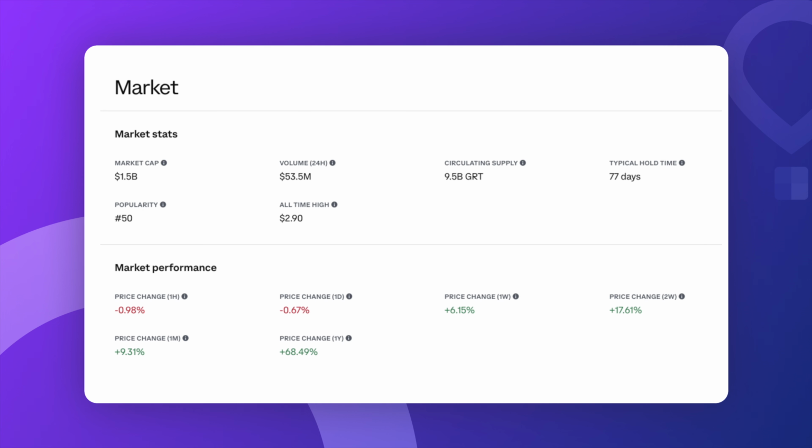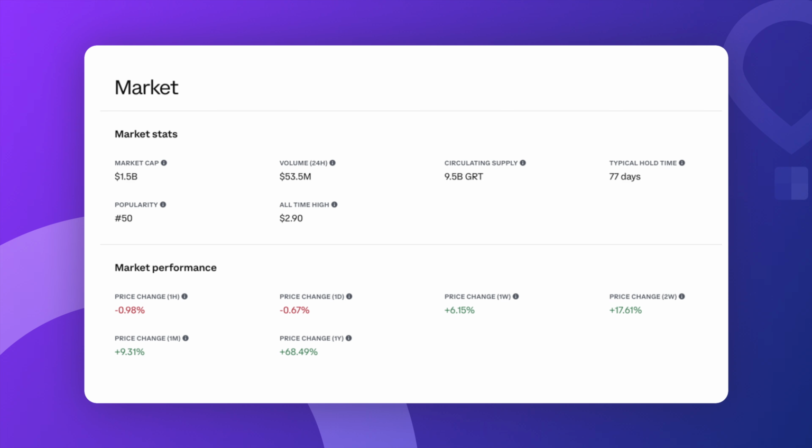Now, before we dive into the juicy price action, let's take a quick look at some stats to get a sense of where GRT stands today. As of today, the Graph has a market cap of $1.5 billion, and there are about 9.5 billion GRT tokens in circulation. On average, people tend to hold GRT for around 77 days, which is pretty solid.